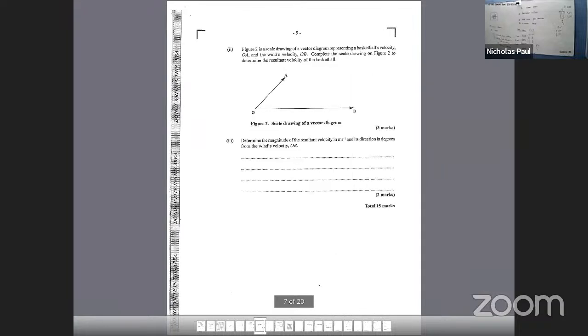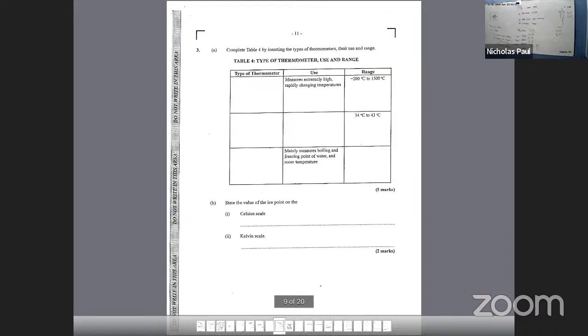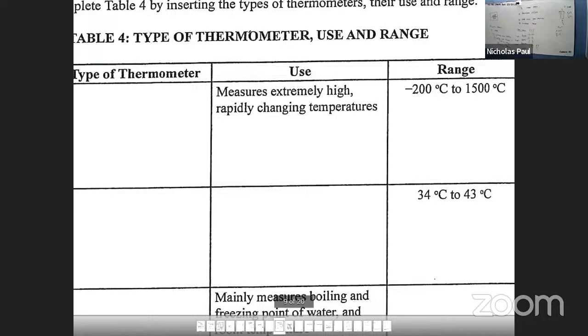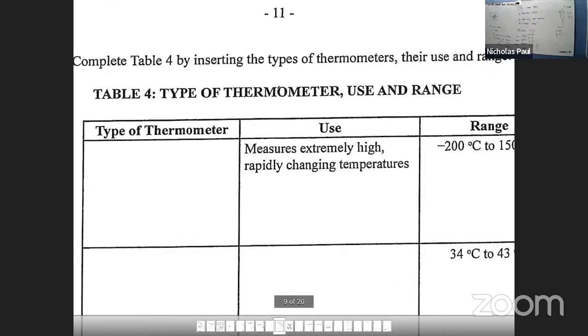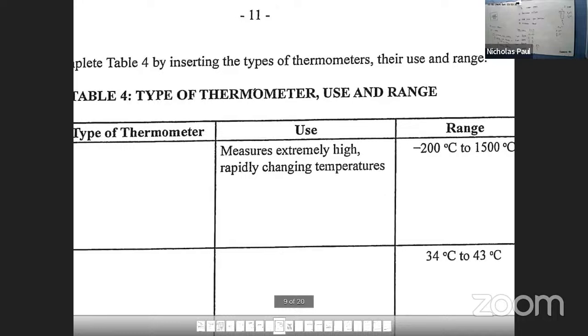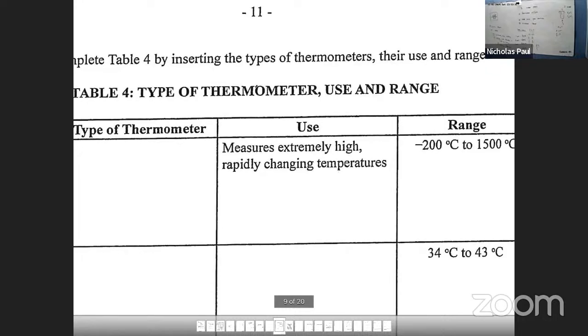Right, this is 2022. So the first part, we have to fill that table out. I'll go in piece by piece. What type of thermometer will do that first? Minus 200 to 1500. Which one? Which one has the highest range? Beginning with T. Thermocouple.